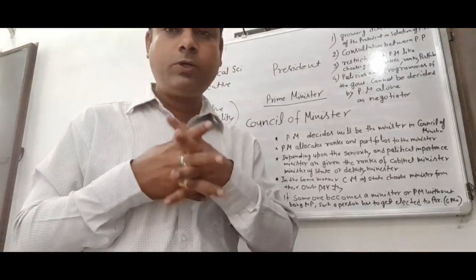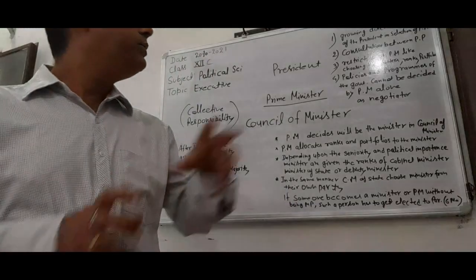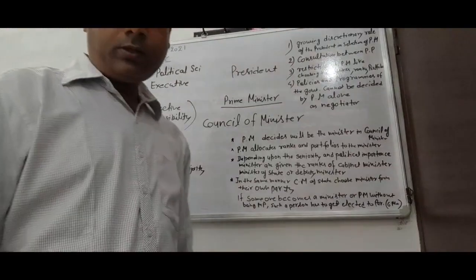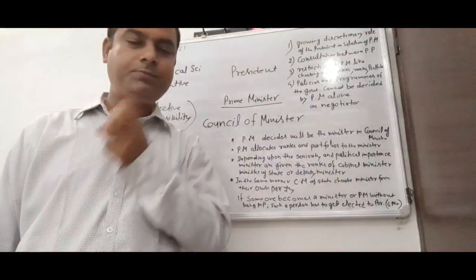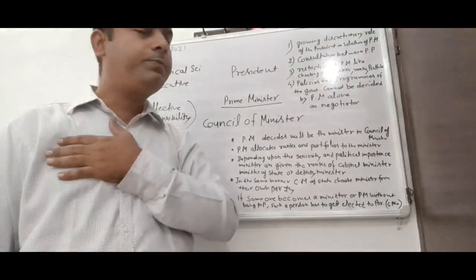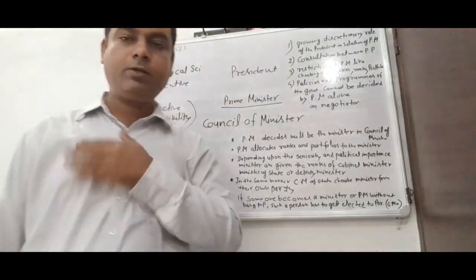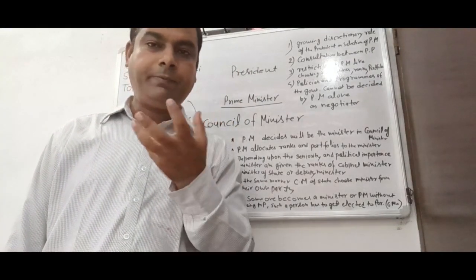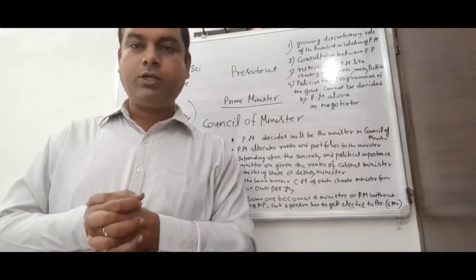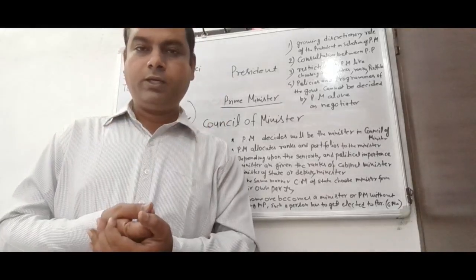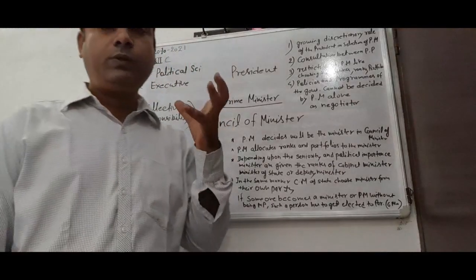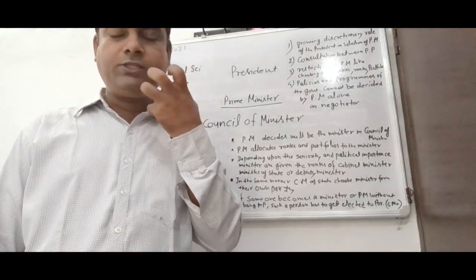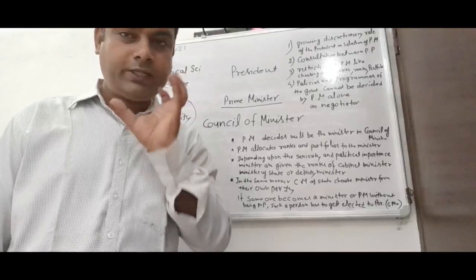Due to the coalition nature of politics, there are some changes, like the growing discretionary role of the President in selecting the PM, because no single party is capable of making the government in the coalition. So the role of the President became very important. The President uses his discretionary power to select the Prime Minister.